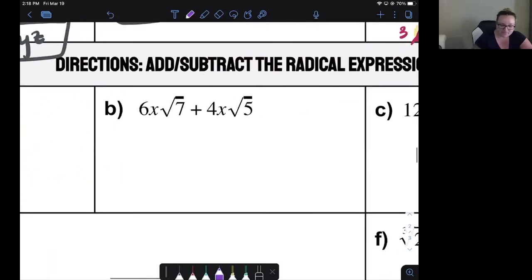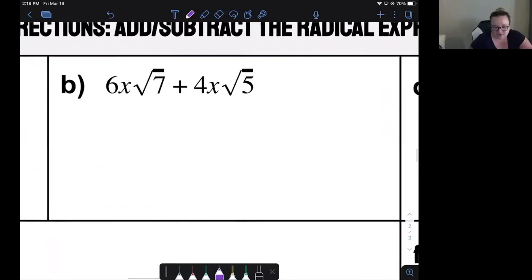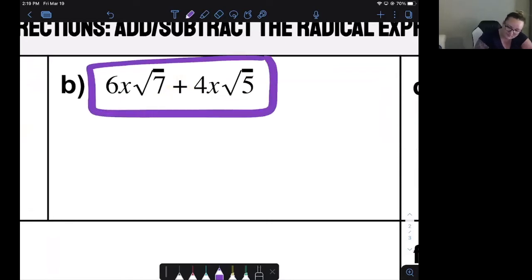So part B, 6x root 7 plus 4x root 5. These cannot be combined because this base is x root 7 and this base is x root 5, and they're not the same. So our final answer is actually just the expression as it was written, 6x root 7 plus 4x root 5. It's the same thing as not being able to combine x squared and x because they don't have the same base.